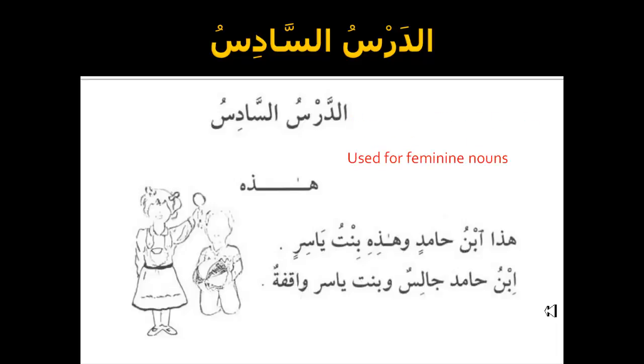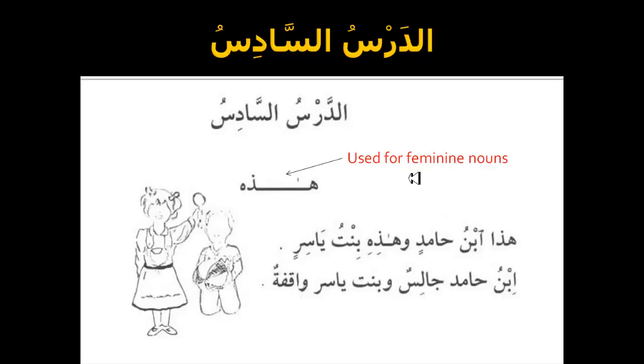And now we're going to look here at hadihi. Hadihi is used for feminine nouns. Remember before we used hada. Hadihi is for feminine nouns, and hada is for masculine nouns. Also, whenever we use this, it indicates something called marifa, particular. So when we say this, it makes the noun become particular, marifa.